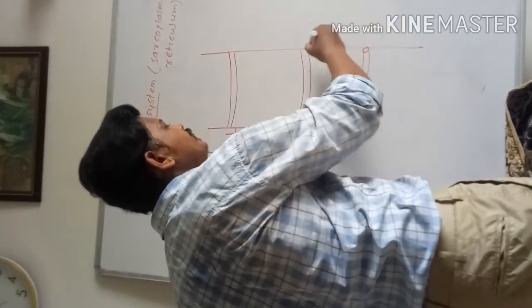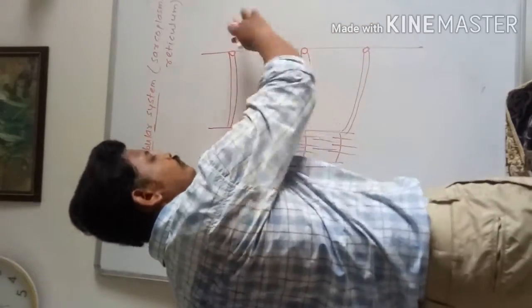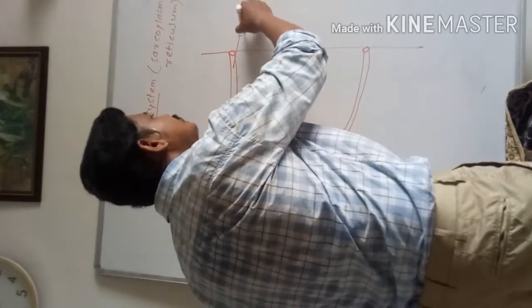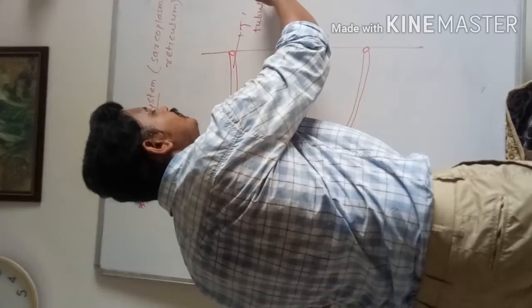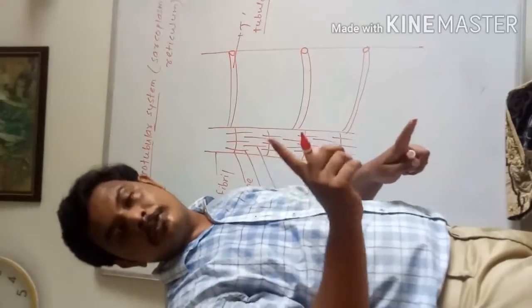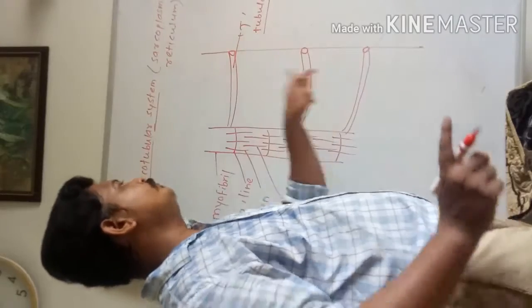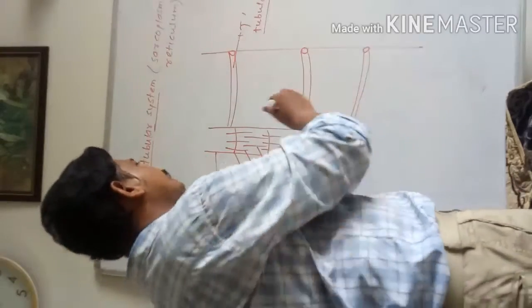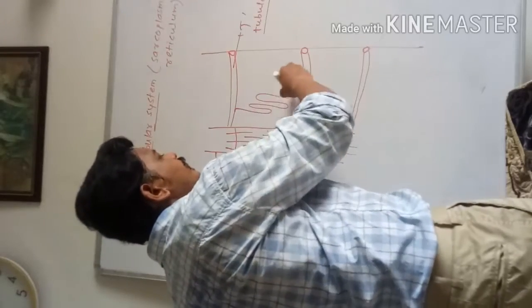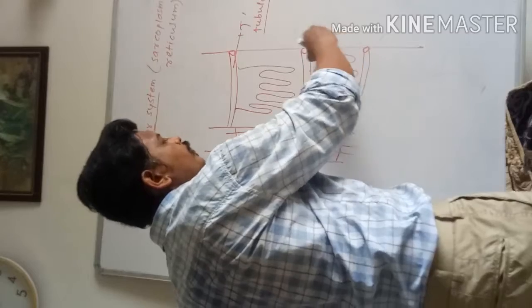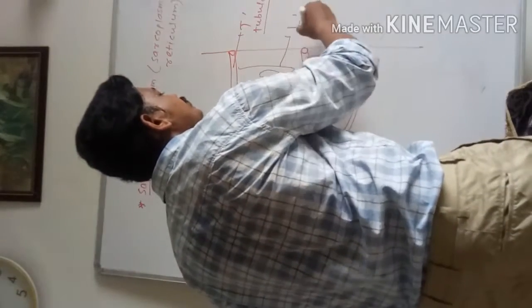Some tubes are present transversely. These tubes are present transversely. That's why these tubes are called T-tubules. What is it? T-tubules. This T stands for transverse tubules, because they are present transversely. And here this is the L tubule. L means longitudinal. These are the longitudinal L tubules.